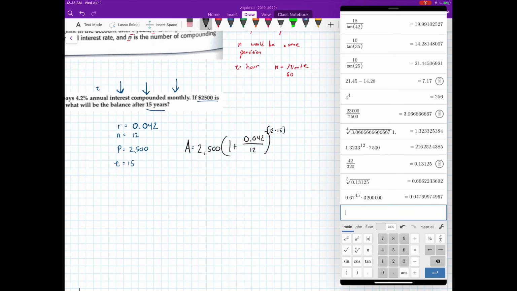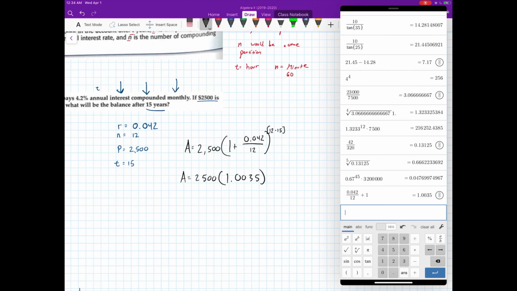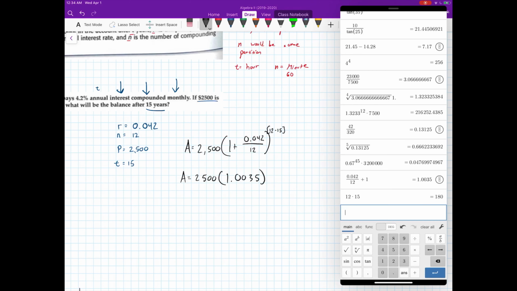So we'll start with 0.042 divided by 12, and we get 0.0035, and we're going to add 1 to that. So A is equal to, I know I didn't really need to use the calculator for that, 1.0035. And we'll go ahead and do 12 times 15 as well, and we get 180. So A is equal to 1.0035 to the 180th, right? Still a pretty small number.